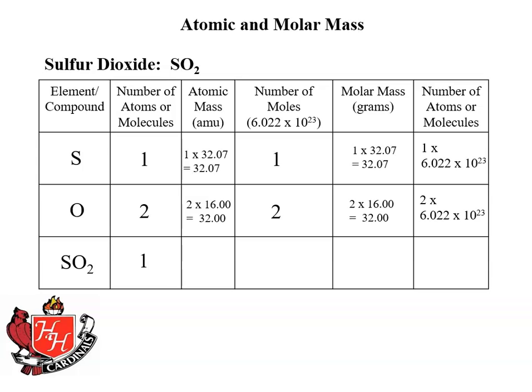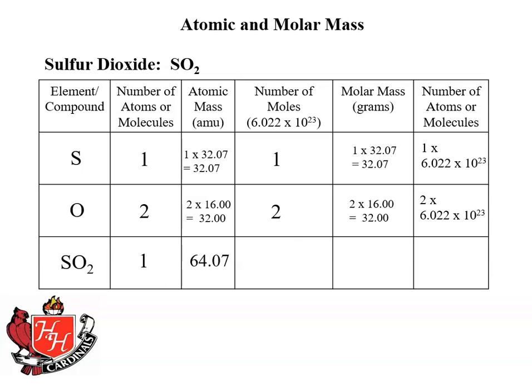Okay, the atomic mass, that you do add. You can just simply add that together. And when you add 32.07 plus 32, you get 64.07. So that is the atomic mass in AMU for sulfur dioxide. But again, that's too small for us to work with. There's no scale that can measure 64.07 atomic mass units. So what we said was, instead of working with single atoms or molecules, we're going to work with moles.